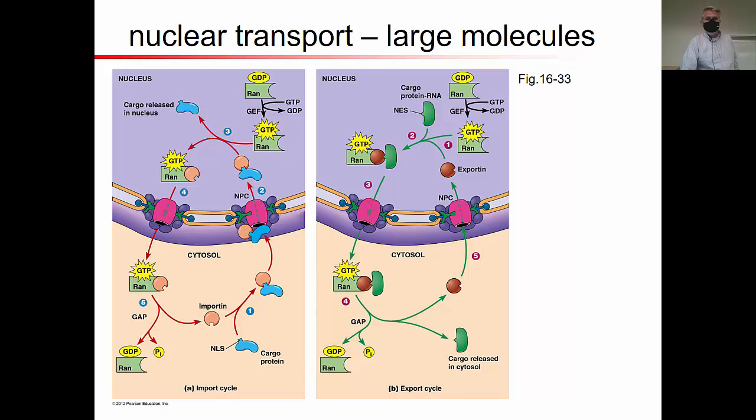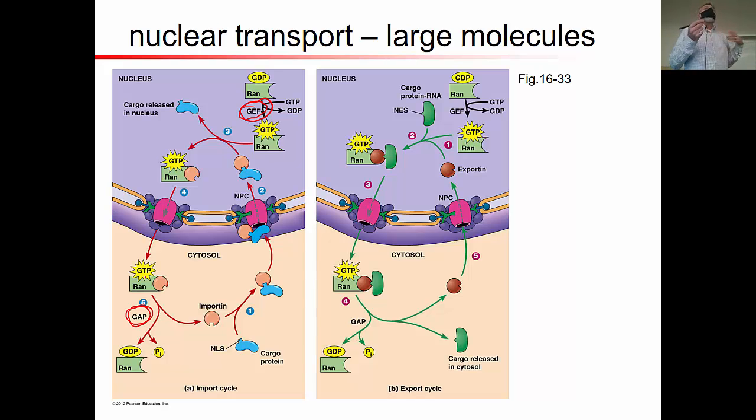The first is the guanine nucleotide exchange factor. This kicks GDP out and allows GTP to be bound to RAN in the nucleus. So nuclear RAN is bound to GTP. And in the cytosol, we have RAN GAP, which activates the GTPase activity and leads to GTP being hydrolyzed to GDP.